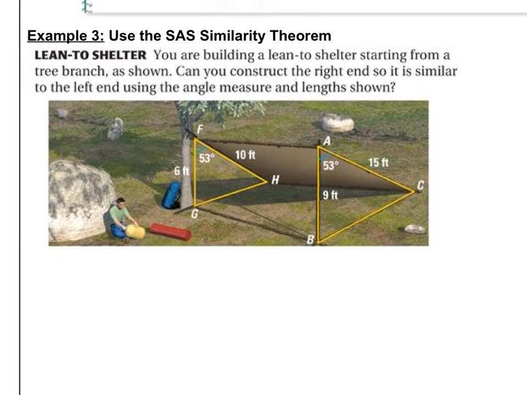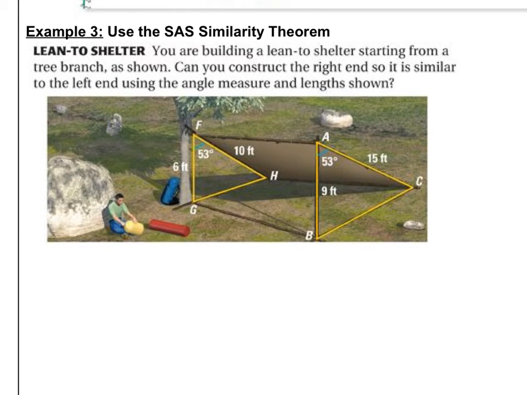All right, so we are building a lean-to shelter starting from a tree branch as shown. Can you construct the right end so it is similar to the left using the angle measure and lengths shown? In order to prove the SAS similarity theorem, first off, we have to prove that the angles are the same. And if we look, 53 degrees is 53 degrees. That's good. So we have side, angle, side. We have done the angle part. The angle part checks out.